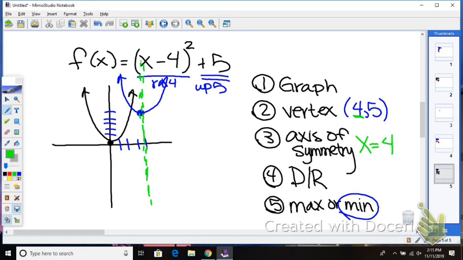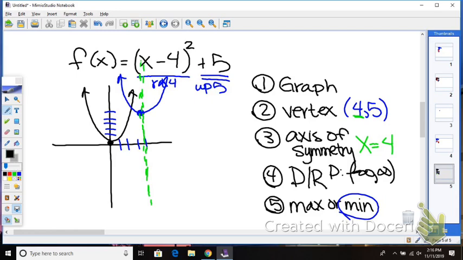Okay, now domain and range. Domain is super easy. Domain, does it deal with the x values or the y values? X values. So I'm going to look at this graph and say, where does it have x's? It's a parabola that's going up forever, so it's going to cover every x. The domain on every parabola is negative infinity to positive infinity, because it will always have all of the x values. So for domain, I'm going to write negative infinity up to positive infinity, just like that.